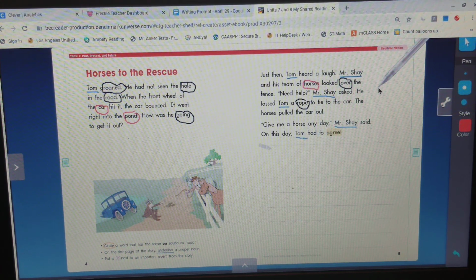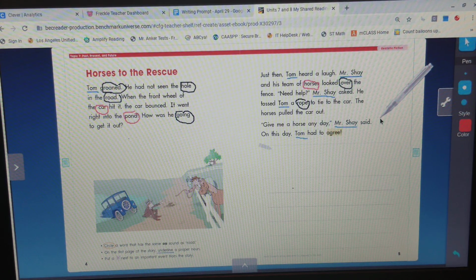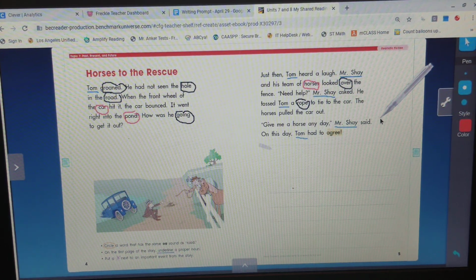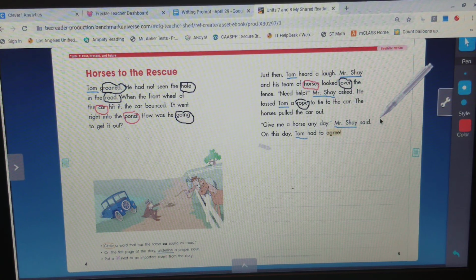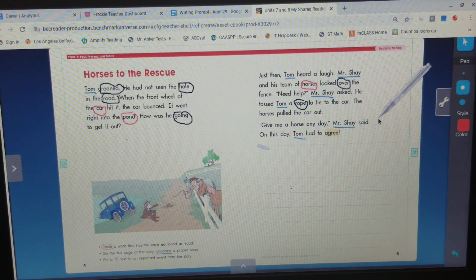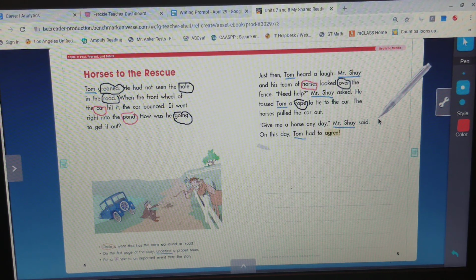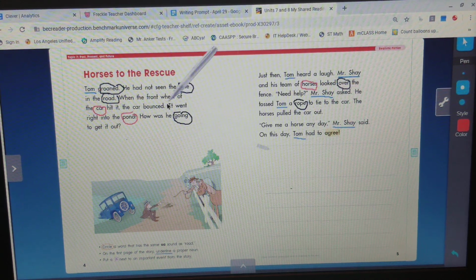Okay, finally it says, put a star next to an important event from the story. Something that was important to the story. An event is something that happened. So, what happened in the story that made Tom need to be rescued? Yes, his car had hit a bump, it bounced, and it went right into the pond. Let's do that one.